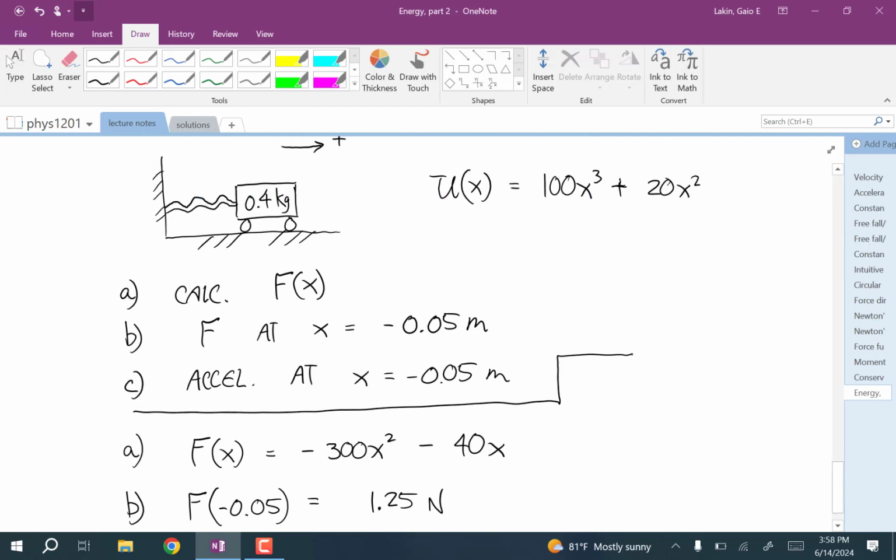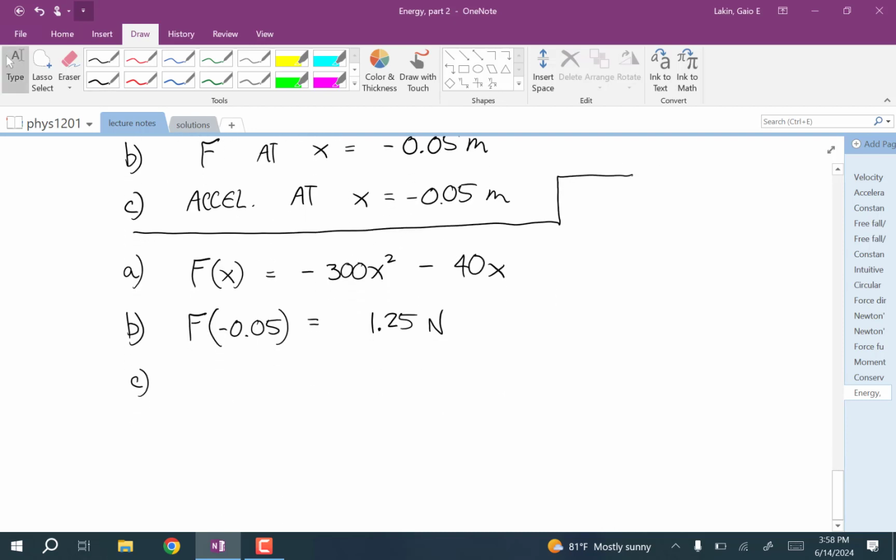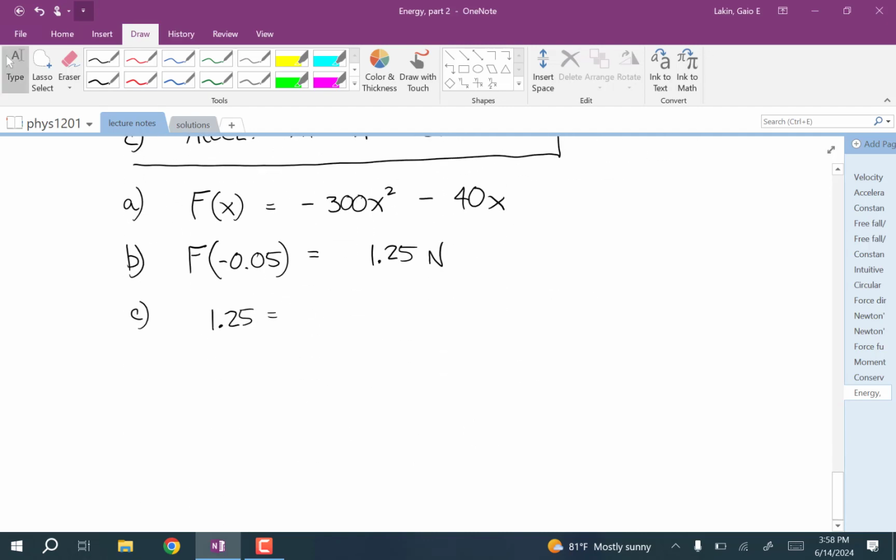And now for the acceleration, well, along this line, the only force is from that spring. You could see that if you drew a free body diagram. And so along this line, Newton's second law says 1.25 is equal to the mass times the acceleration. And so the acceleration is 0.5 meters per second squared. Since the force and acceleration are both positive, we know that they're going in this direction.